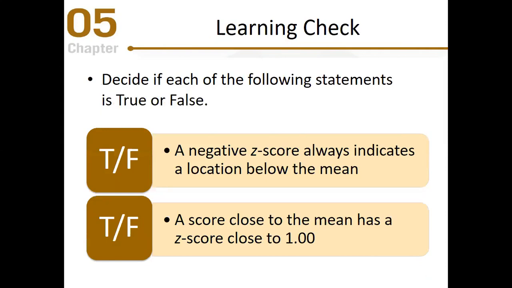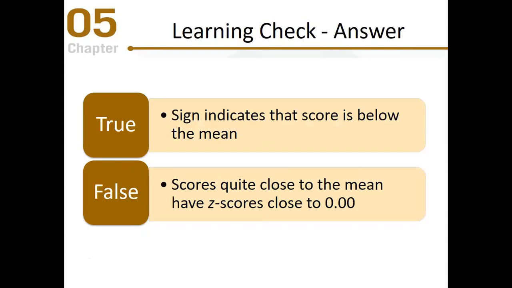Okay, some true-false. A negative z-score always indicates a location below the mean. Absolutely. Anytime we have a negative z-score, that means it's below the mean. Let's do the second one. A score close to the mean has a z-score close to 1.0. This requires remembering the characteristics of the z distribution. A score close to the mean is going to have a z-score close to 0. Remember, the mean of the z distribution is 0 and the standard deviation is 1.